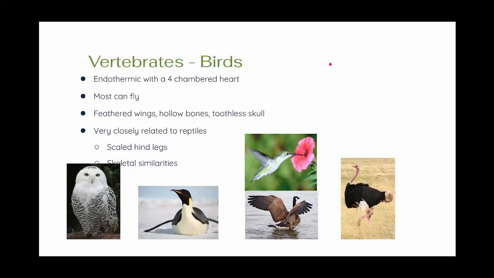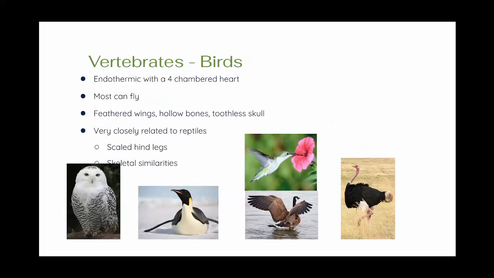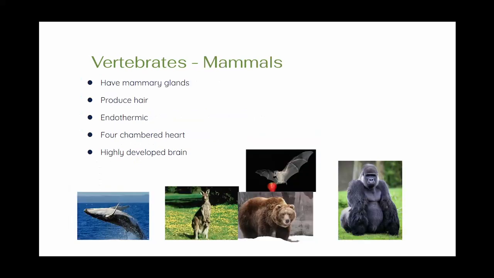Now, birds, they're kind of like these dudes. They also lay eggs. And they have a 4-chambered heart, just like humans. And that is for efficient oxygen circulation, because when you're flying up there, the oxygen level is pretty low.